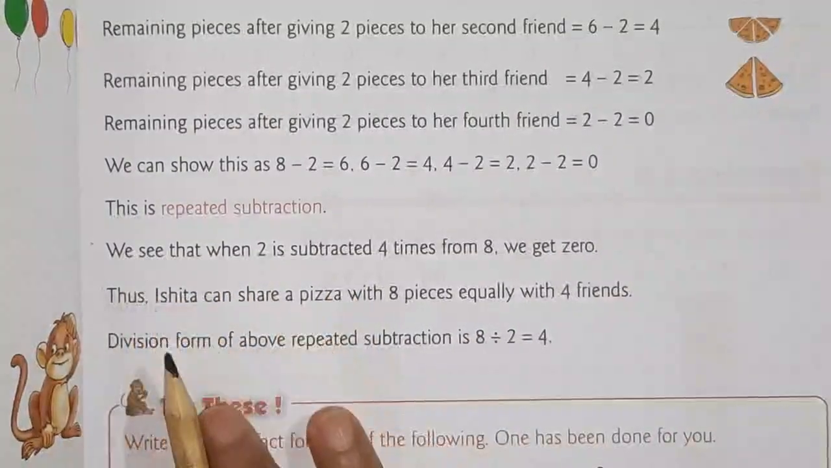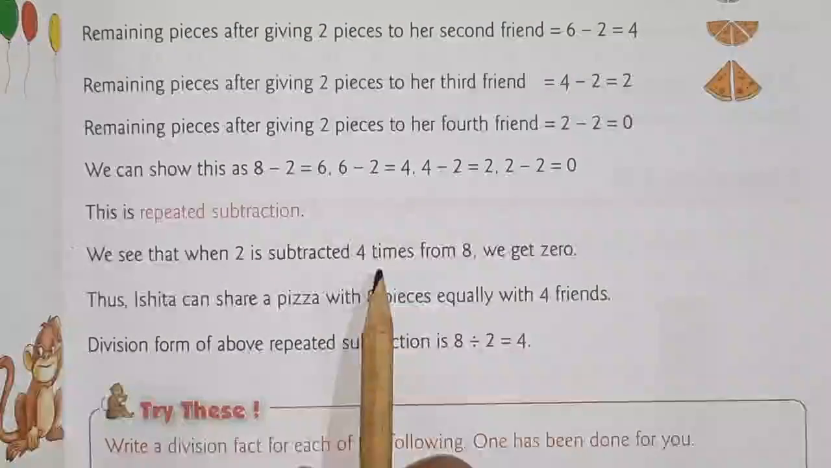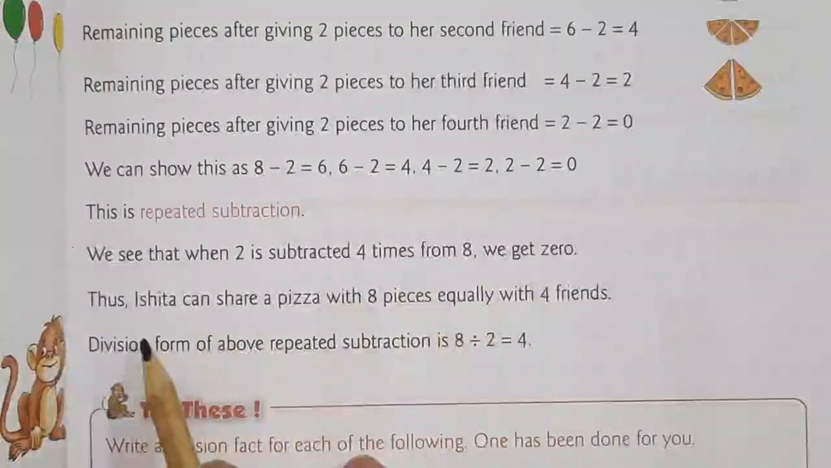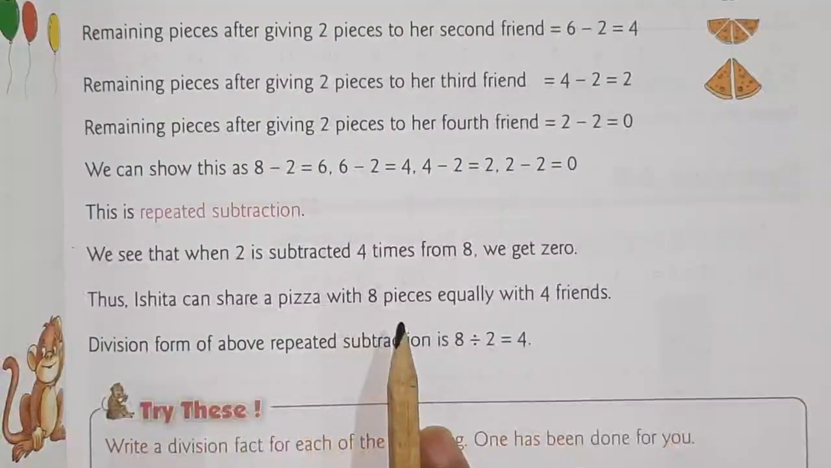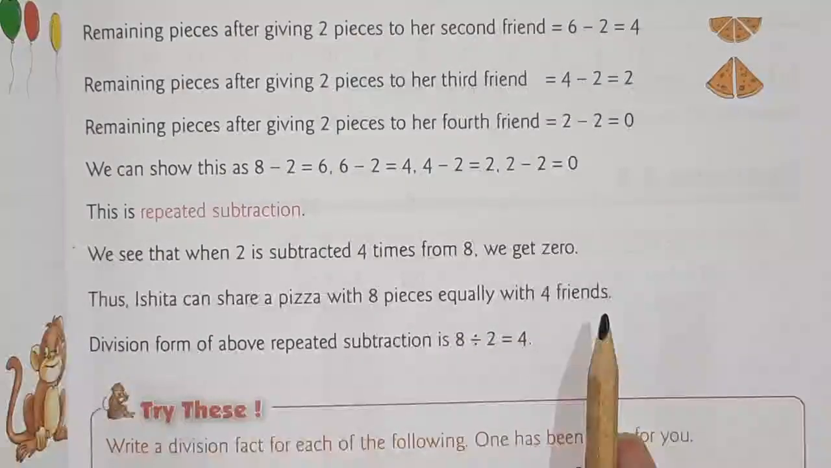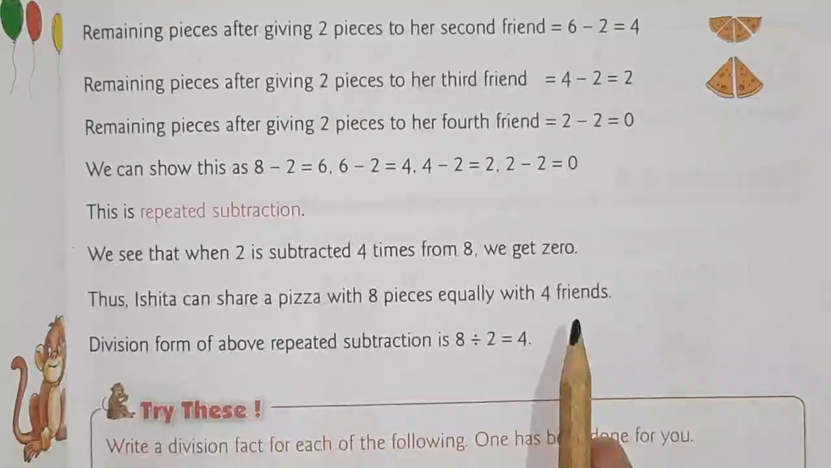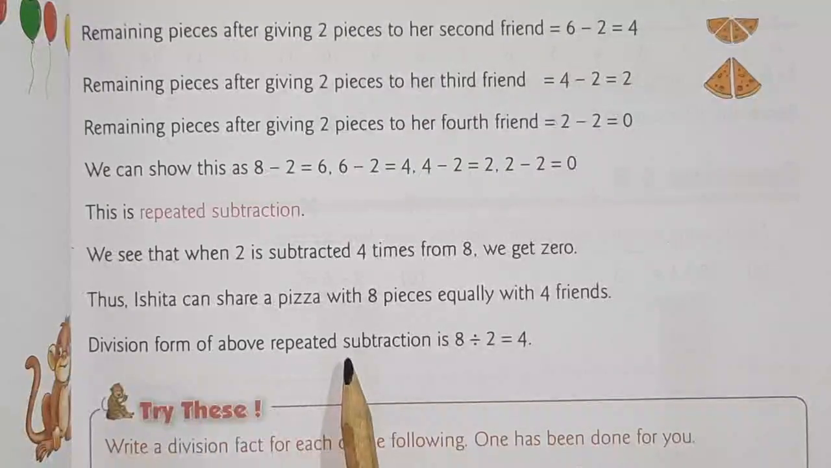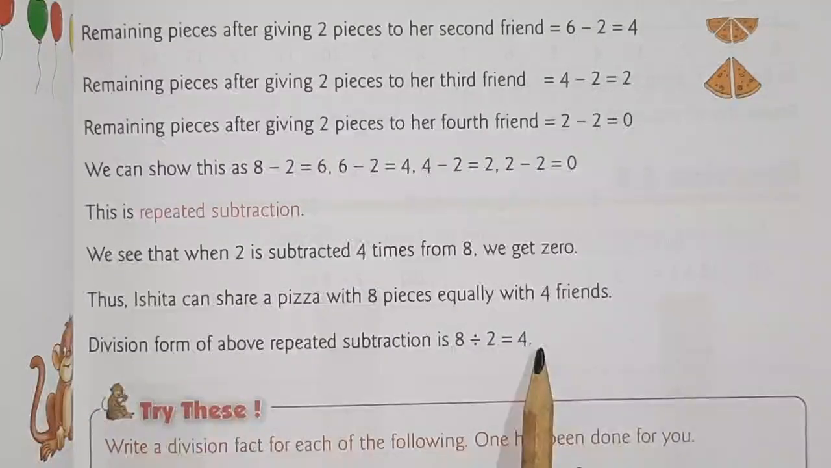We see that when 2 is subtracted 4 times from 8, we get 0. Thus, Ishita can share a pizza with 8 pieces equally with 4 friends. So 4 times we have subtracted 2, so she can share this pizza with 4 friends. The division form of the above repeated subtraction is 8 divided by 2 is equal to 4.